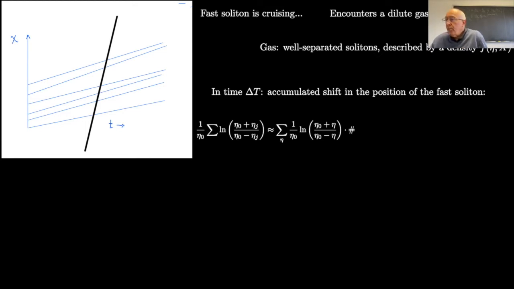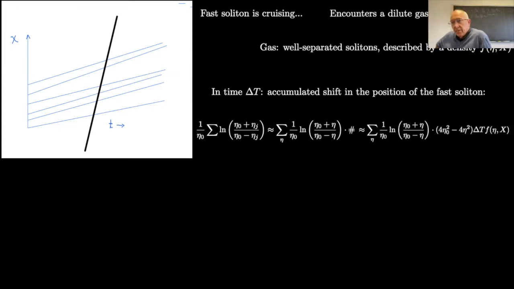The total accumulated shift is just adding up the pairwise shifts. So I wrote that down. That's like a sum of pairwise shifts. I can approximate that by some kind of a sum over values of eta times the number of solitons whose velocity is connected to the value eta.